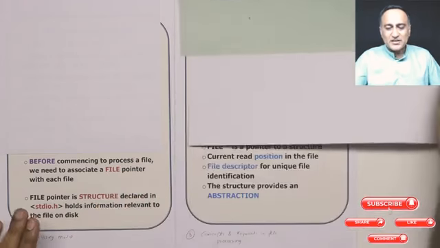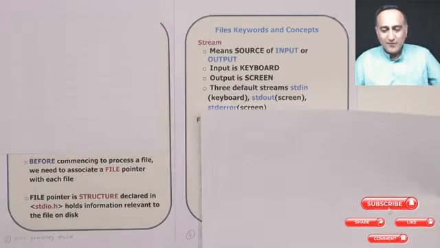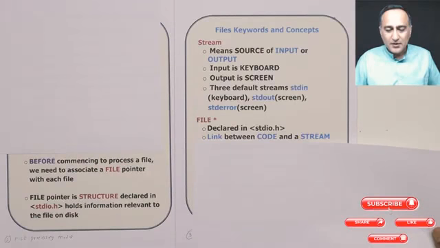Now let's try to understand this file pointer fellow. This file pointer fellow is extremely important. He is declared in standard io.h.